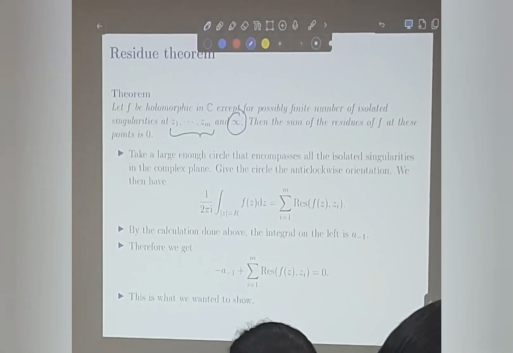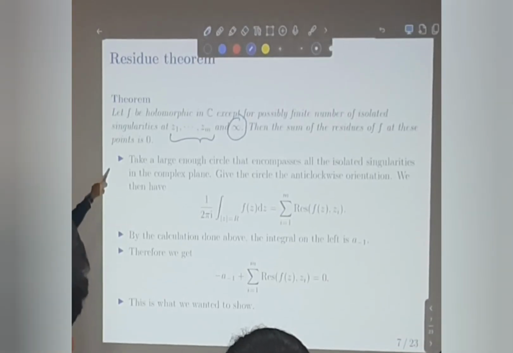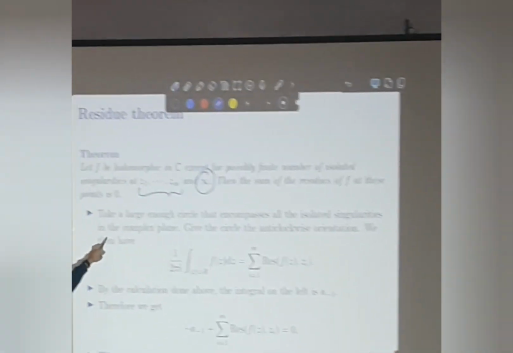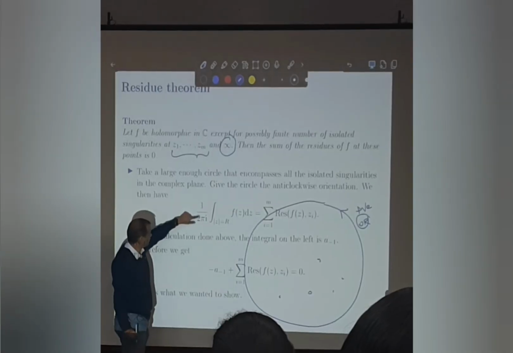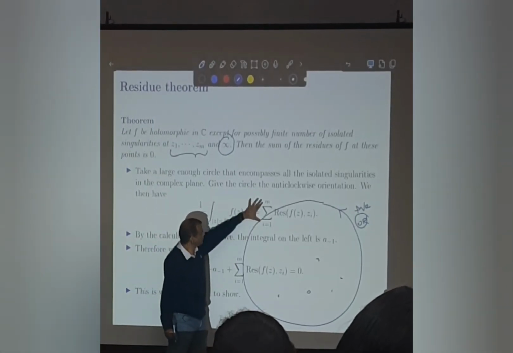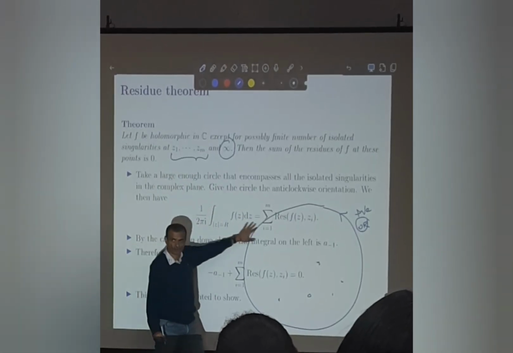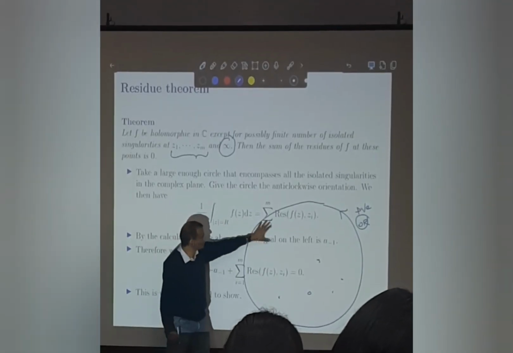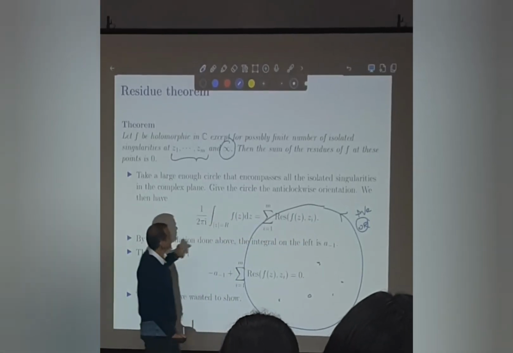Okay, so what is the proof over here? Let's say there are these finite singularities, z1, z2 up to zn. Now you consider a circle that encompasses these. Then 1 over 2 pi i times the integral over mod z equal to r of f of z dz is equal to the sum of the residues at z1, z2 up to zn. This is just Cauchy's theorem. And this integral is equal to the sum of the residues at each of these finite poles.